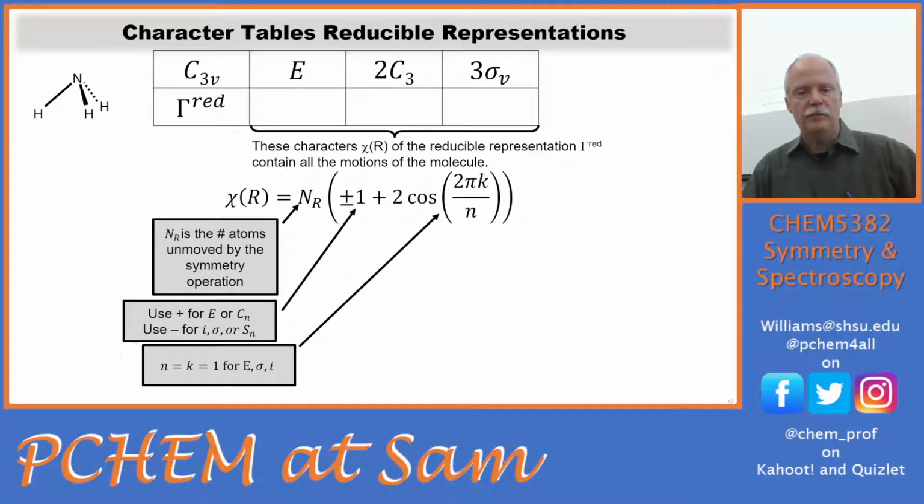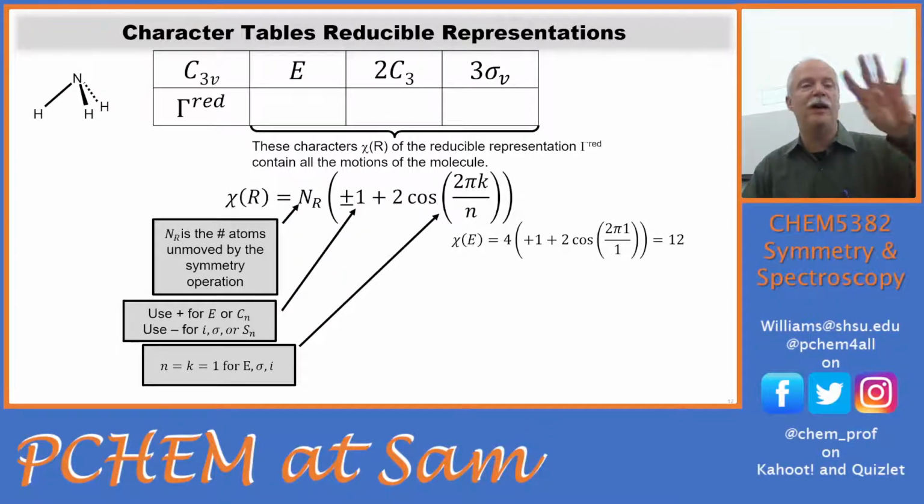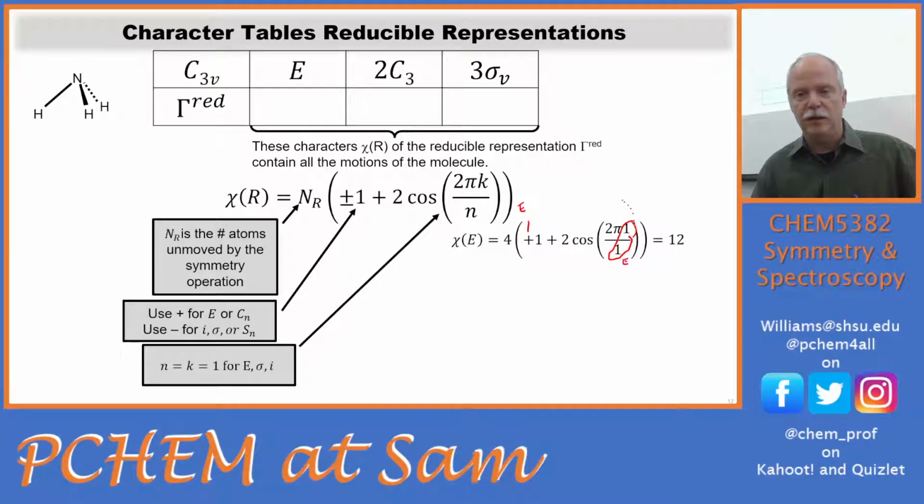And so here's our equation with the same sort of definitions. So let's do E first. So we do E on the molecule. Now we have 4 atoms unmoved. We're using a plus because it's E. Okay, the 1 and 1 also because it's E. Okay, so this is 1 times 2 is 2. Plus 1 is 3.